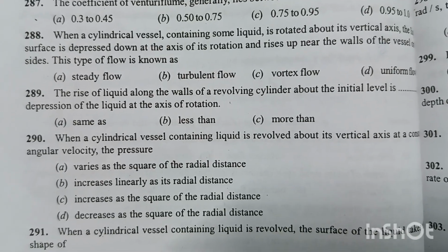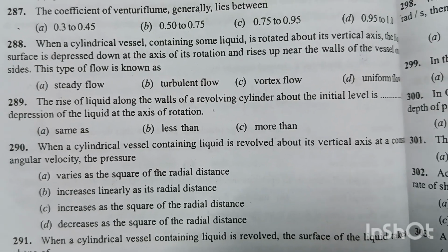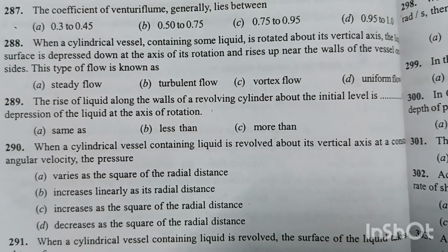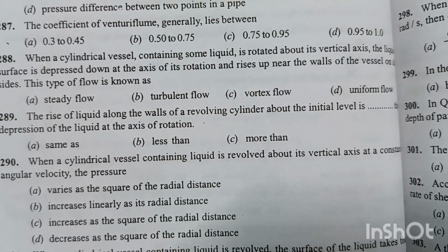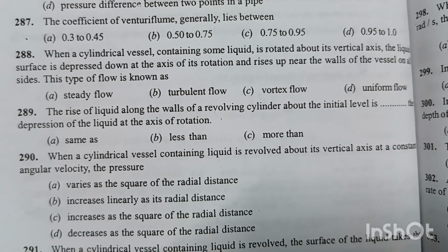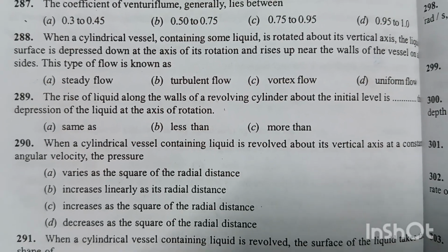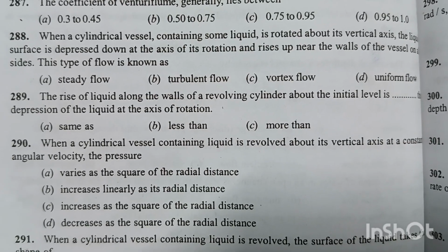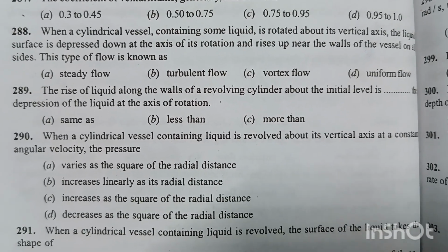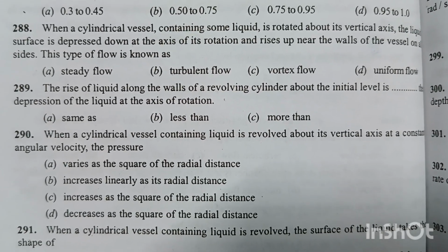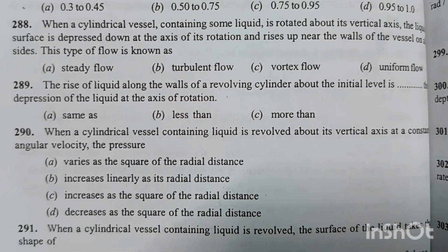Question number 288. When a cylindrical vessel containing some liquid is rotated about its vertical axis, the liquid surface is depressed down at the axis of its rotation and rises up near the walls of the vessel on all sides. This type of flow is known as vortex flow. Option C is right answer. Question number 289. The rise of liquid along the walls of a revolving cylinder about the initial level is same as the depression of the liquid at the axis of rotation. Option A is right answer.